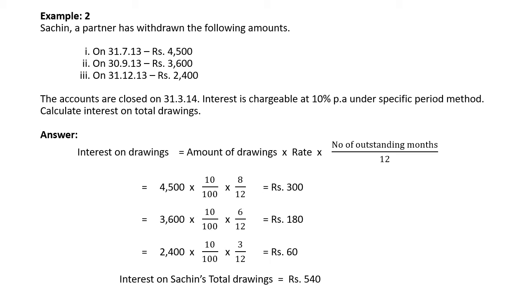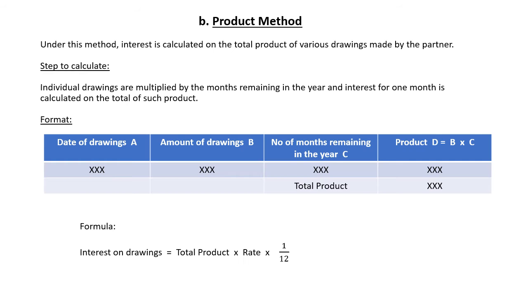Next, 3,600 into rate of interest 10%, and he has withdrawn on 30th September. It means we have to calculate from October onwards. From October to 31st March, it is 6 months. Then 2,400, he has withdrawn on 31st December. So we have to calculate interest from January onwards. From January to March, it is 3 months. So we will get 60. So total Sachin's interest on drawings is Rs 540. Hope you understood this method. Let's go to the next one.